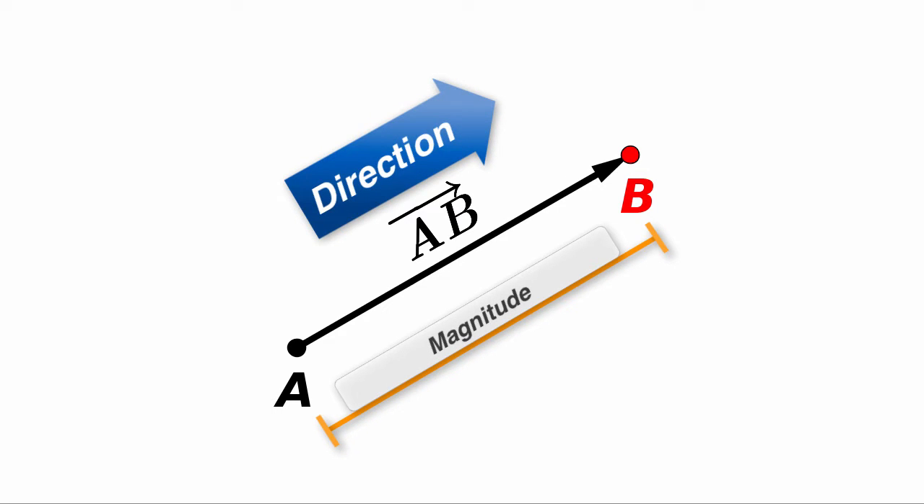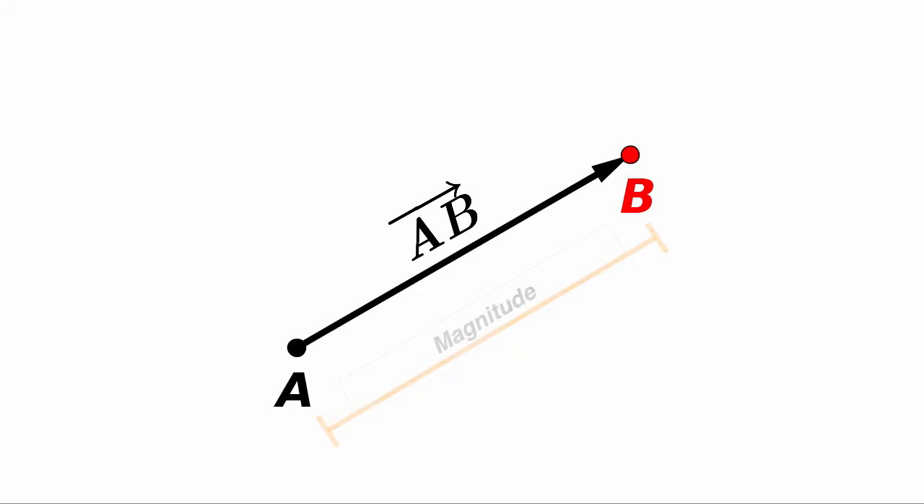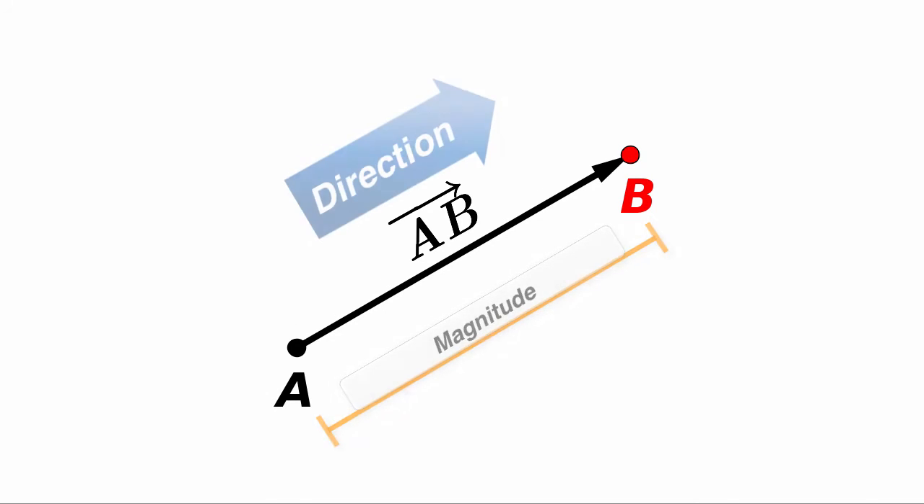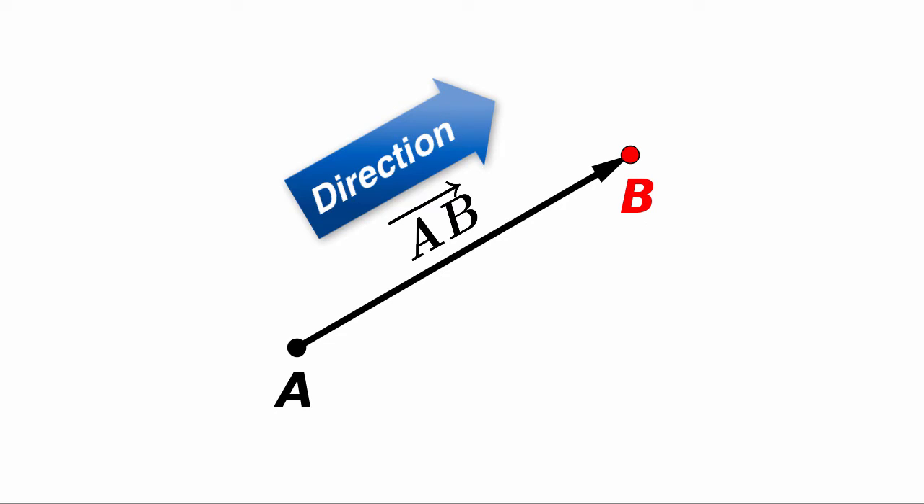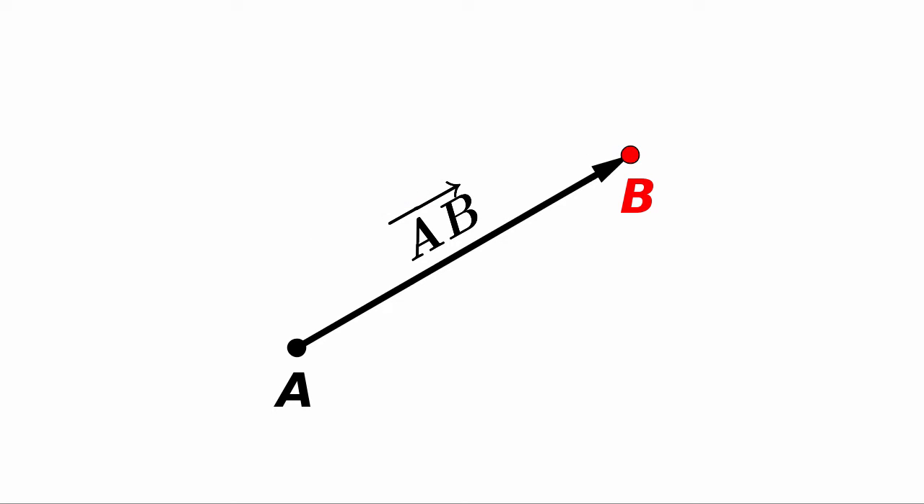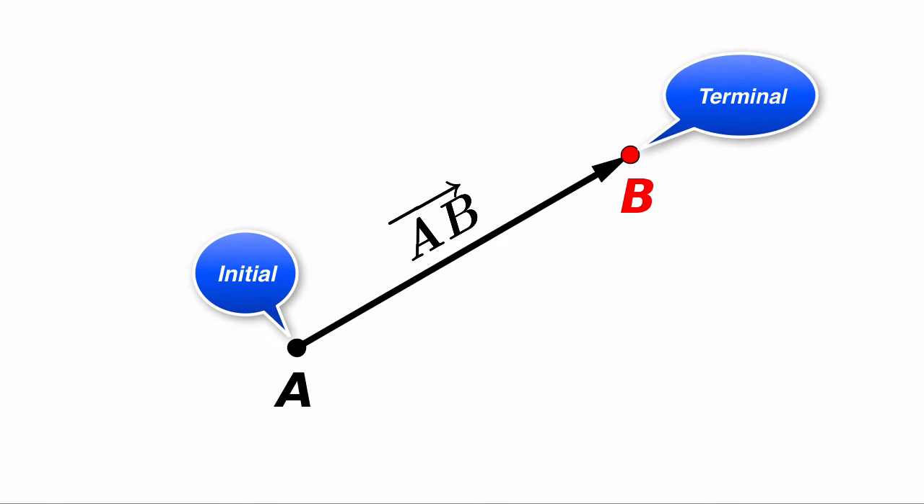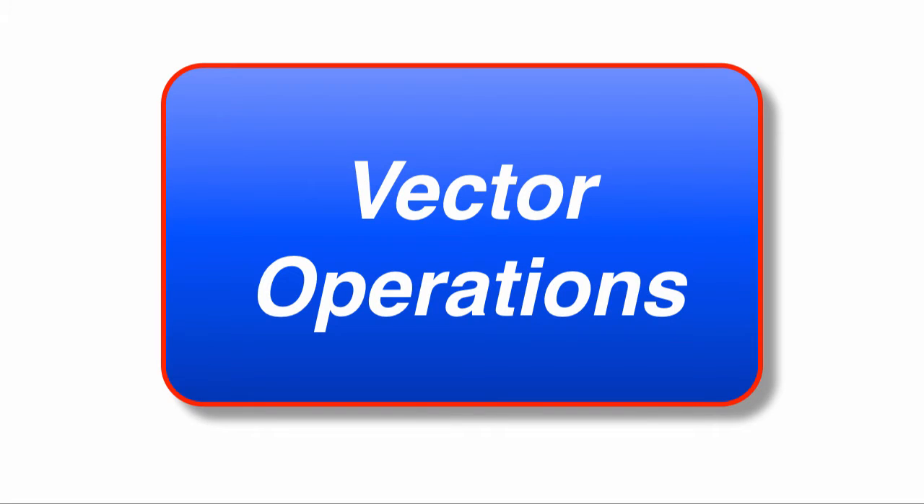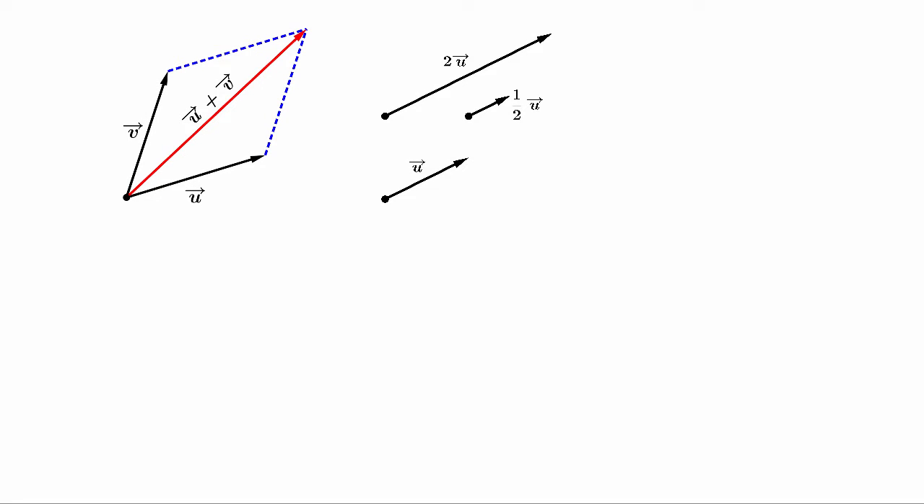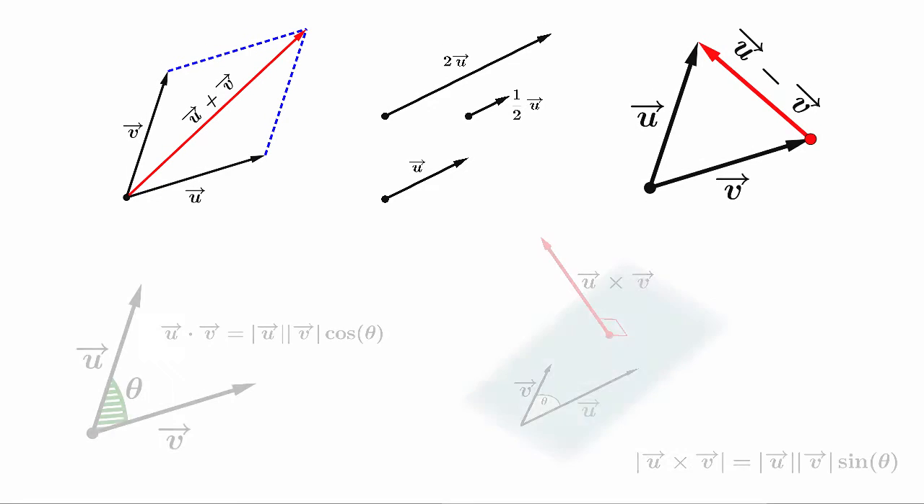It is typically represented by an arrow where the length represents the magnitude and the arrow points the direction of the vector. In this example, the tail A of the vector AB is the initial point, while the tip B is called the terminal point. Similar to real numbers, we can perform various operations with vectors such as addition, scalar multiplication, subtraction, and products.